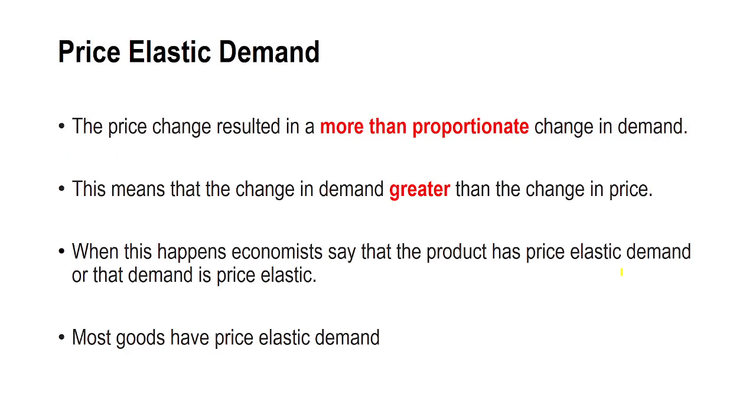The second condition is price elastic demand. The price change results in a more than proportionate change in demand. This means that the change in quantity demanded is greater than the change in price. So in price elastic demand, the change in demand is greater than the change in price. When this happens, economists say that the product has price elastic demand, or demand is price elastic. Most goods have price elastic conditions.